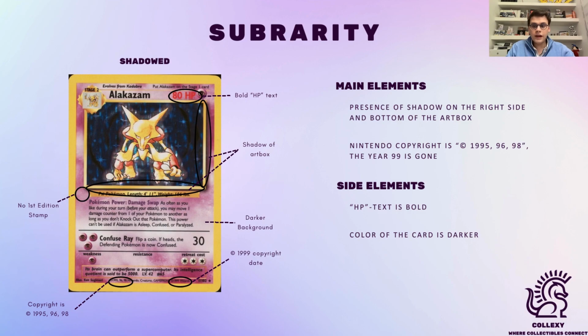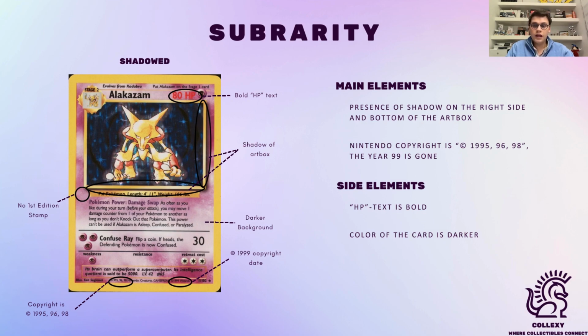So let's now take a look at the shadowed variant of the card, of the master. So we have the same main elements and side elements that we need to consider. However, now we can see that on the right-hand side and on the bottom of the art box, there is a clear shadow next to the art box. And on the bottom left, for the Nintendo copyright, it says copyright symbol 1995, 96, 98, and the year 99 is gone.